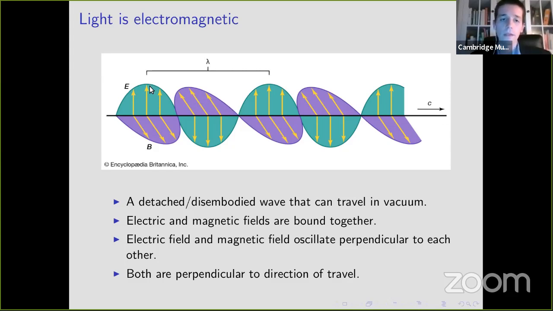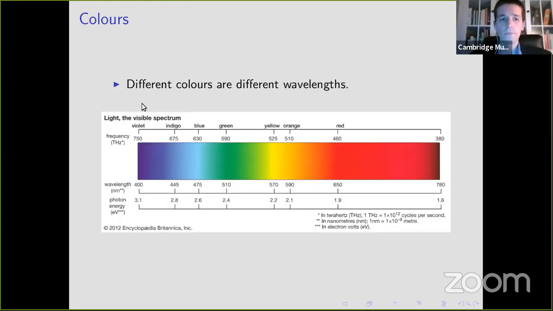And the waves have a wavelength, and when one knows the speed, one can also get the frequency of the wave. So different colors are different wavelengths. These, I believe, are nanometers. So we see that red has a larger wavelength, here 780 nanometers, and purple or violet has 400 nanometers, so a shorter wavelength or a larger frequency.